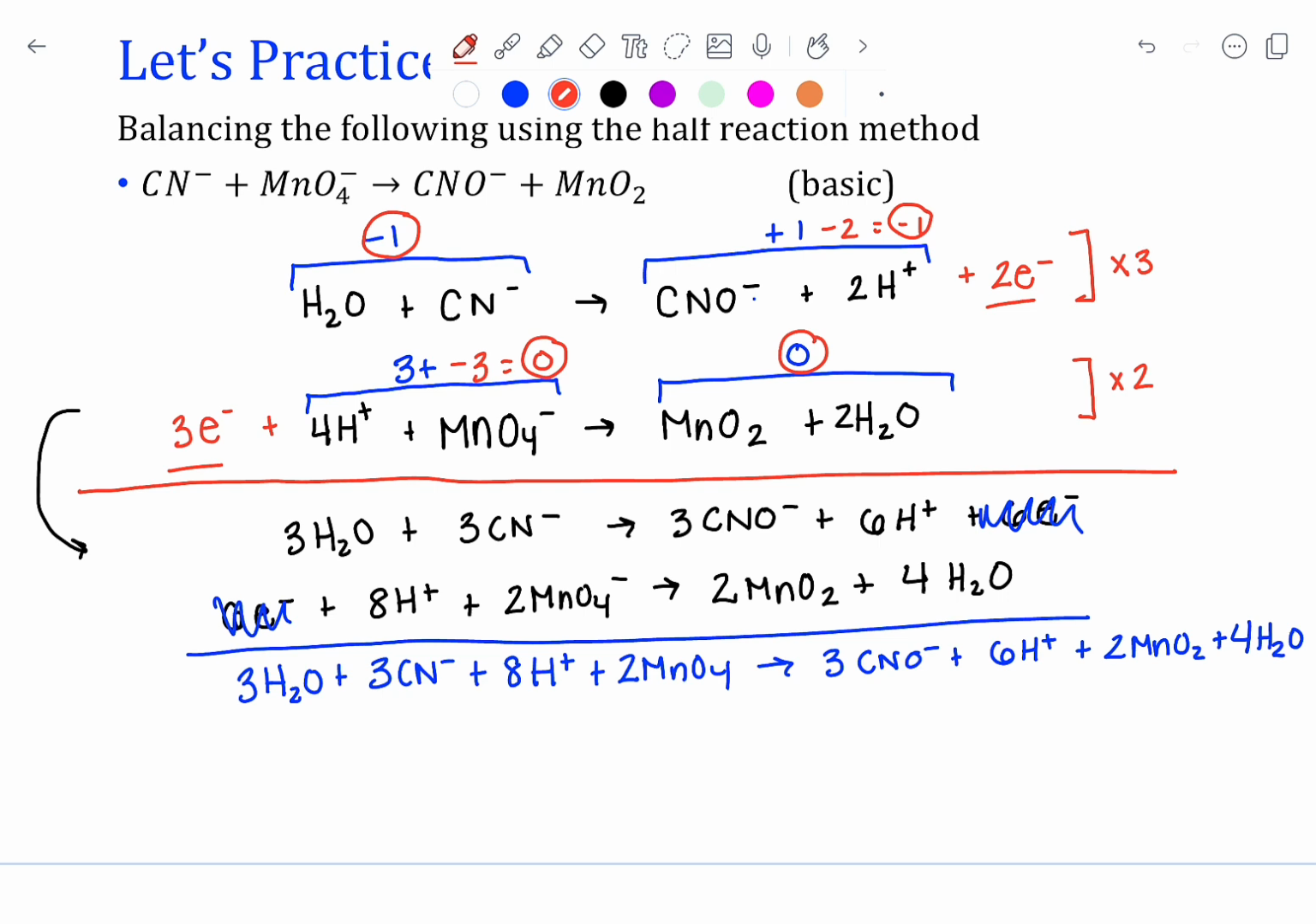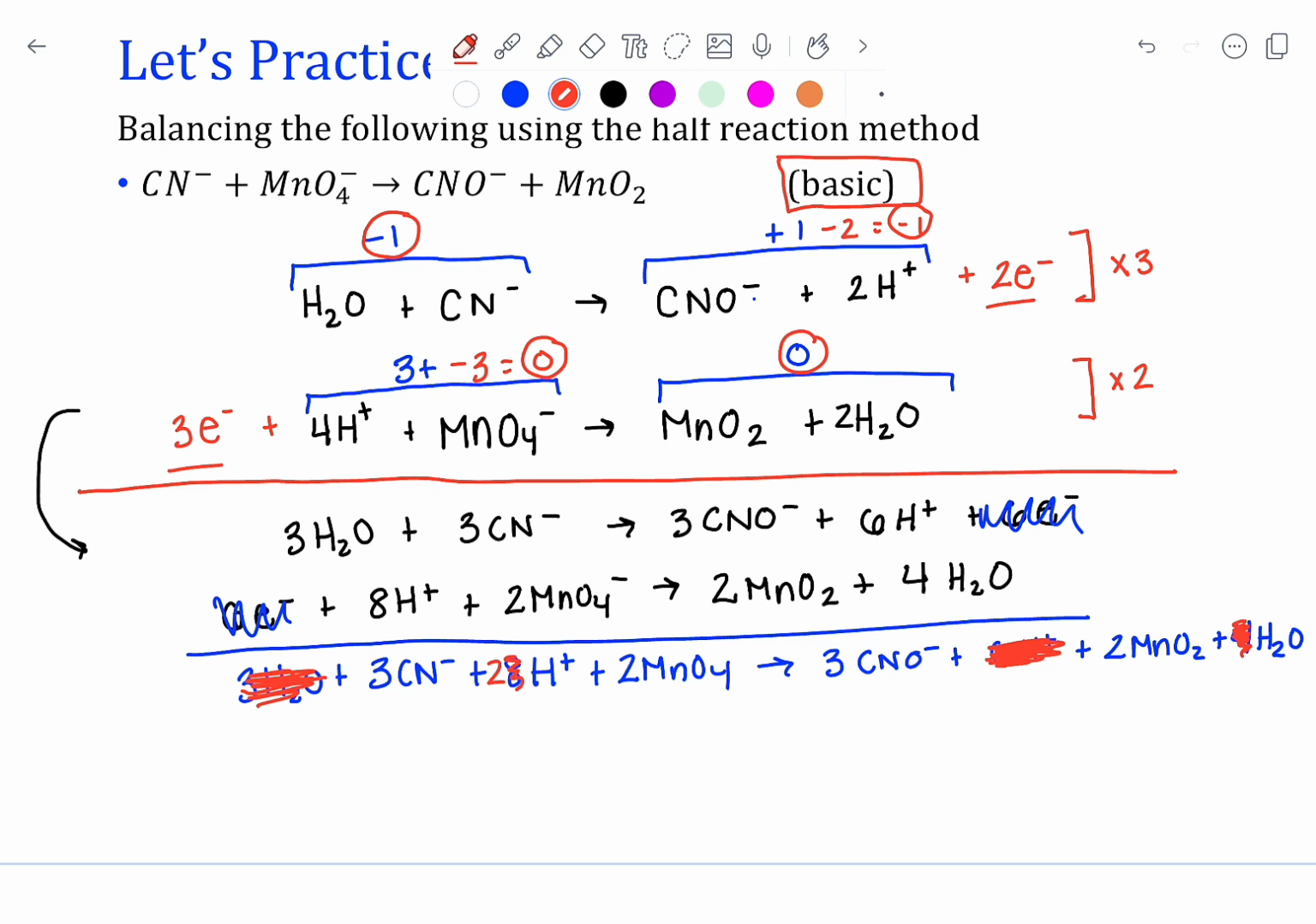Well, we can see that these 3 waters will cancel out 3 of the 4 waters on that side, and these 6 H plus will cancel out 6 of the 8 H plus, leaving us with 2 H plus on that side. So we'll just cancel that out, these are gone. Okay, now if this was an acidic solution, this is where we would stop. That would be our final balanced chemical equation, knowing that we had H plus there and that this is an acidic solution. However, the problem states that this is a basic solution.